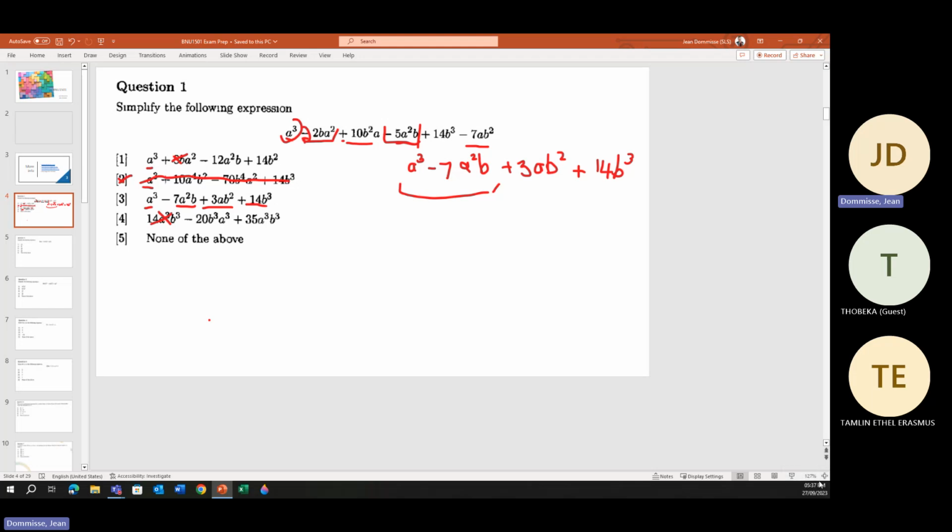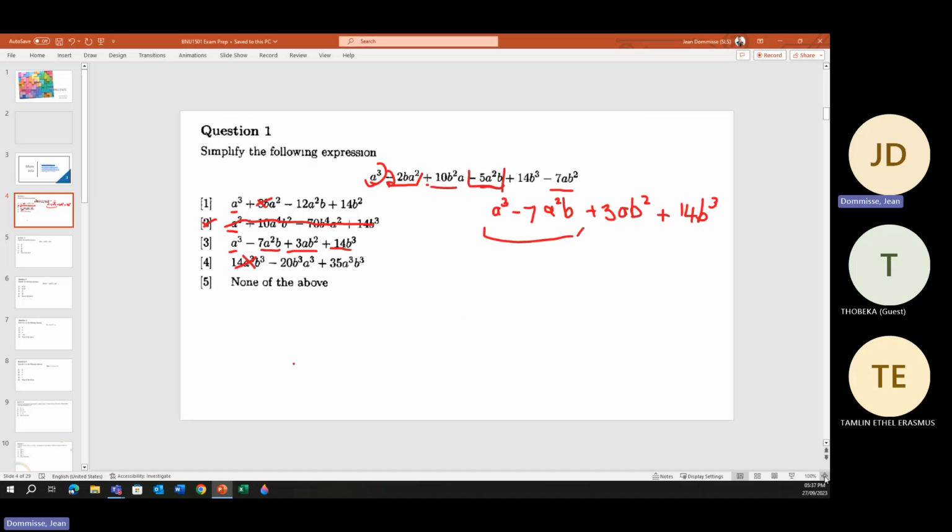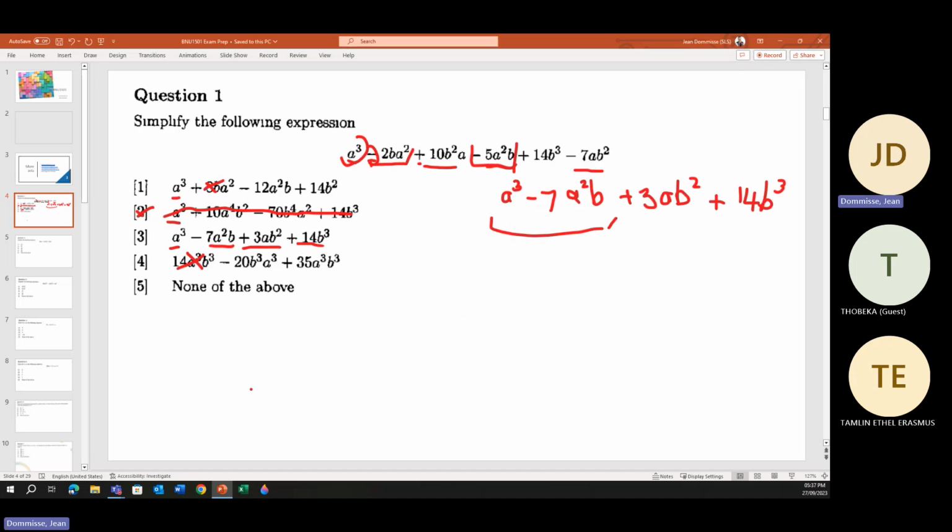So for this question, when we started simplifying, the important thing is that you always look at what you can group together and what you're not allowed to group together, because in this instance all the terms are split by a minus or a plus. We can't group things together that are not the same a's and b's. Okay, so the correct answer was option 3.